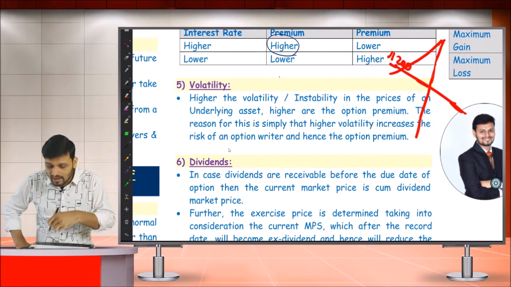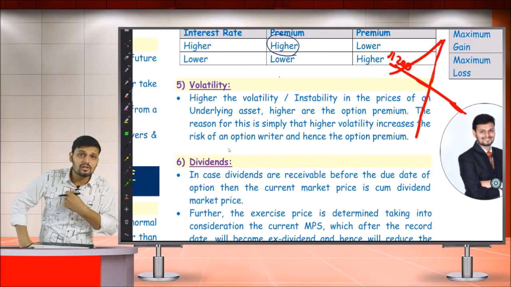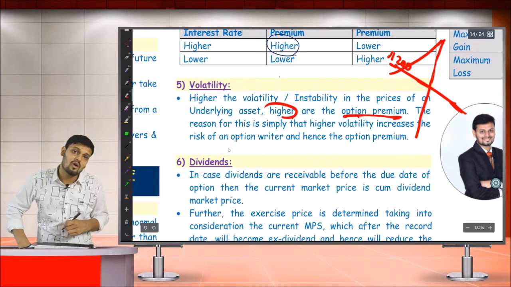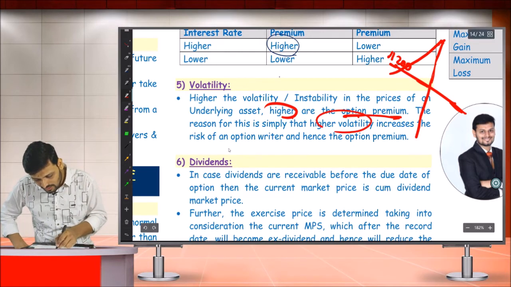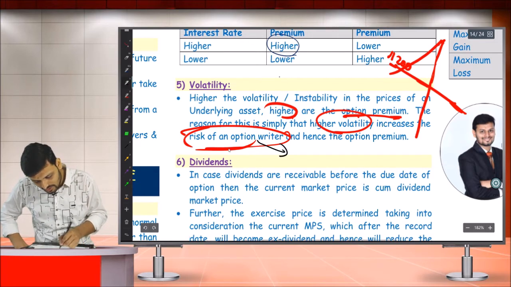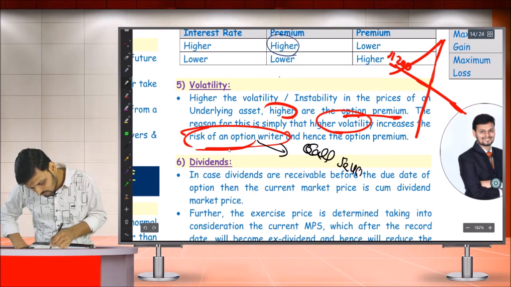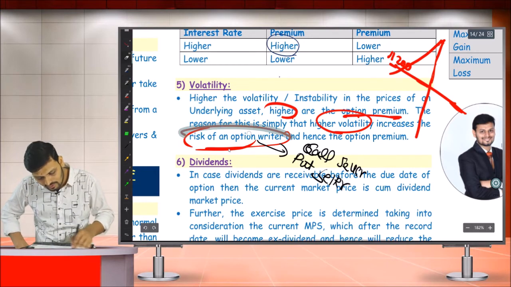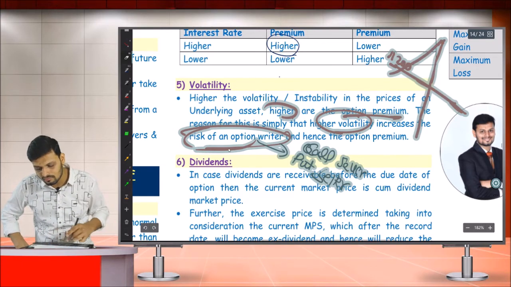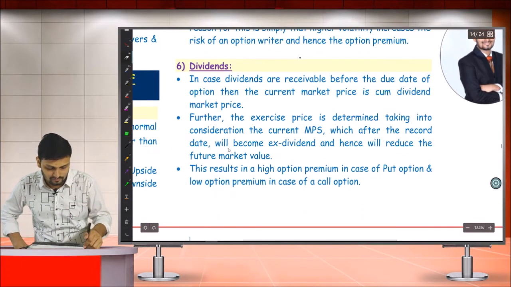And if the volatility is huge, the seller is also at huge risk, right? Seller is also at huge risk. That is why he will charge higher option premium. Higher volatility increases the risk of an option writer. That is what I told. Who is an option writer? Option writer is a call option seller or put option seller. They are the writers. And so for them, the risk increases, right? That is why they will charge more premium if there is more volatility.